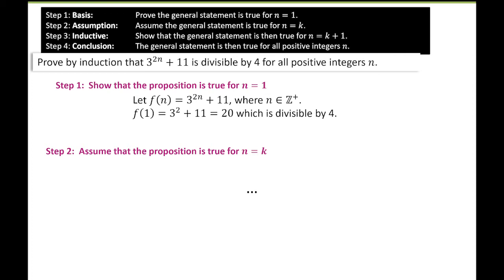Our step 2 is to assume that our proposition is true for when n is equal to k. So here we assume that it's true when n is equal to k, so wherever we see n, we substitute in k. This gives us f of k is equal to 3 to the power of 2k plus 11. By assumption, this is divisible by 4 when k is a positive integer.